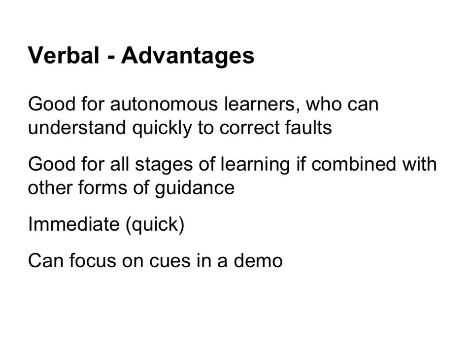So advantages of verbal guidance. Good for that autonomous learner who knows what they're doing, who maybe needs to correct minor elements of some little faults that might be going on. So we can go into much more detail with the verbal analysis. However, it's good for all stages of learning if we combine it. So particularly with that visual guidance that we've mentioned, obviously even the cognitive learner also needs that instruction. So really verbal guidance can transfer across all stages of learning.